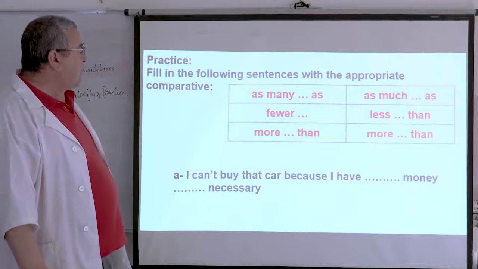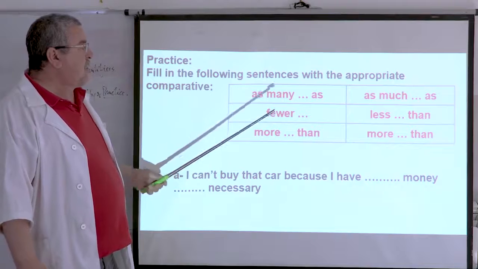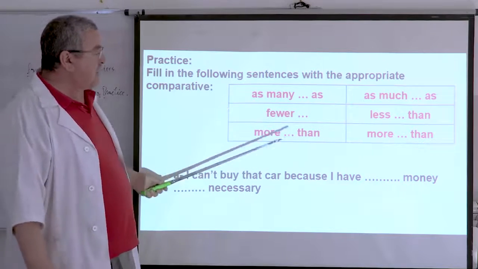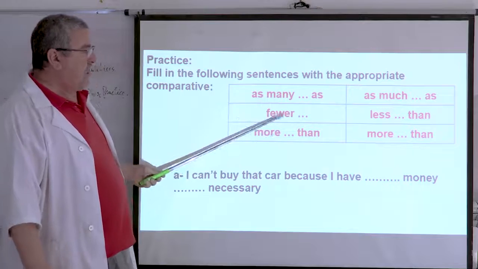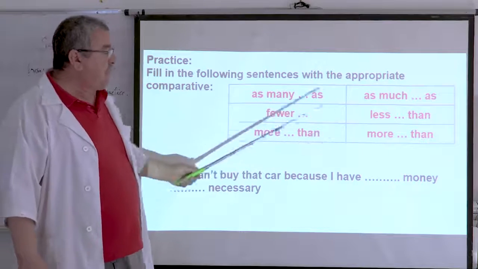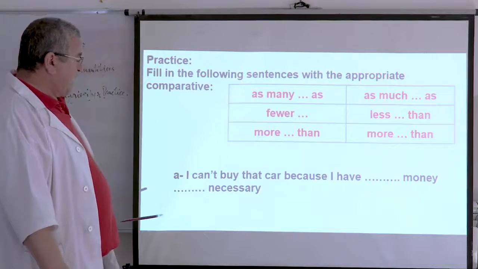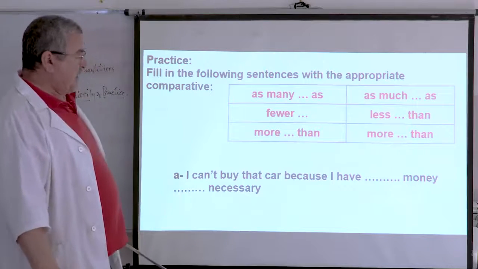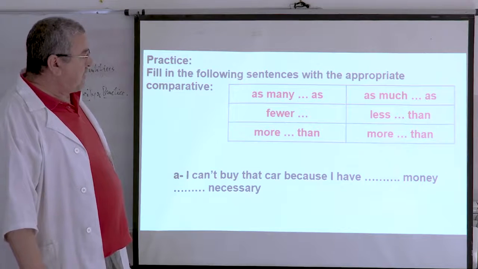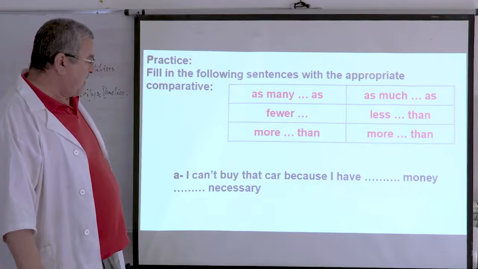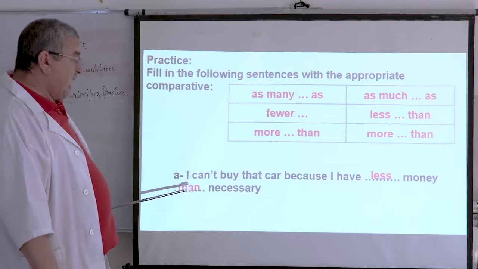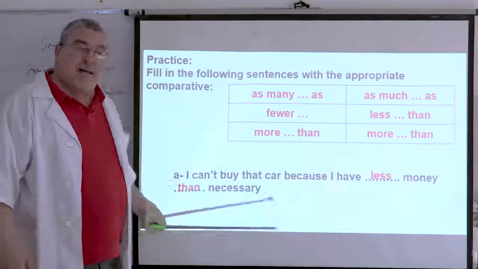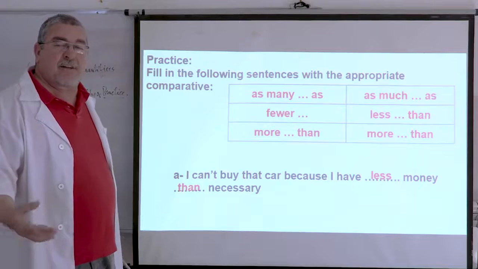Let's move now to some practice. Fill in the following sentences with the appropriate comparative. We have a table of the comparatives here: as many as, as much as, fewer than, less than, more than. Sentence A. I can't buy that car because I have money necessary. What quantifier is appropriate for this sentence? Mind the meaning, I can't buy that car. Why? There is a reason: because I have less money than necessary. That means that I don't have enough money.